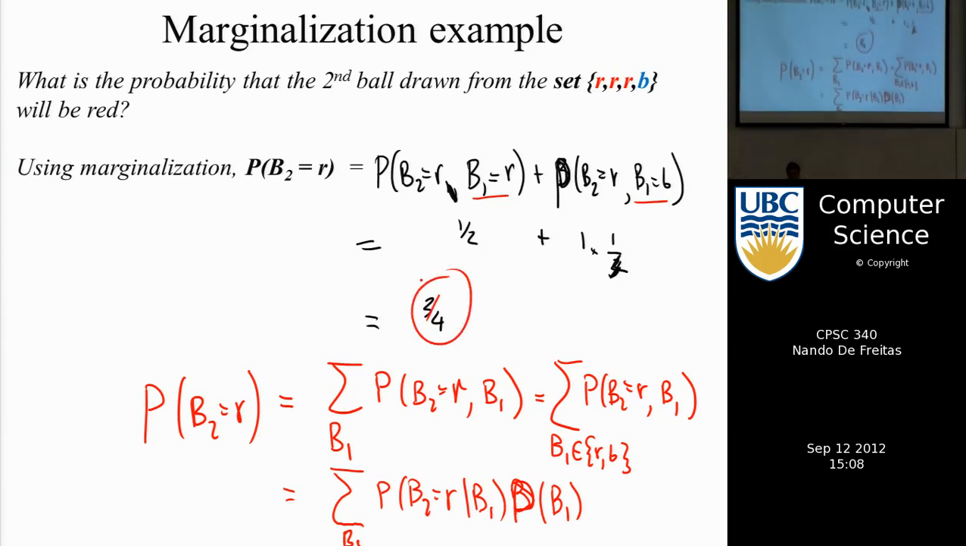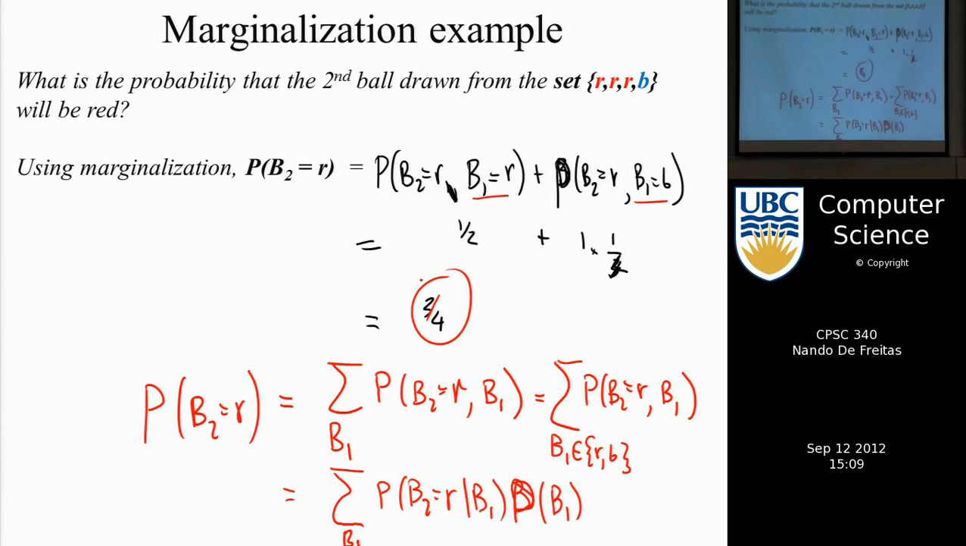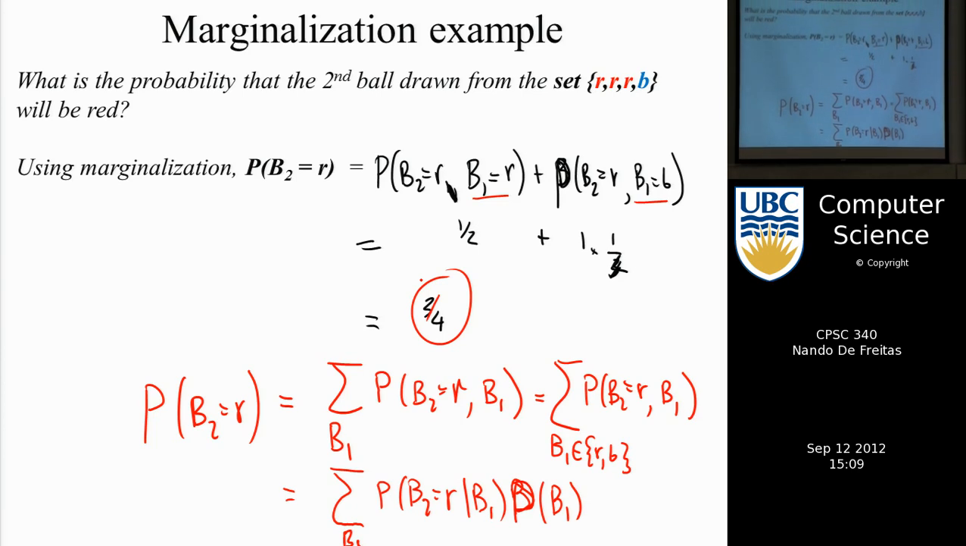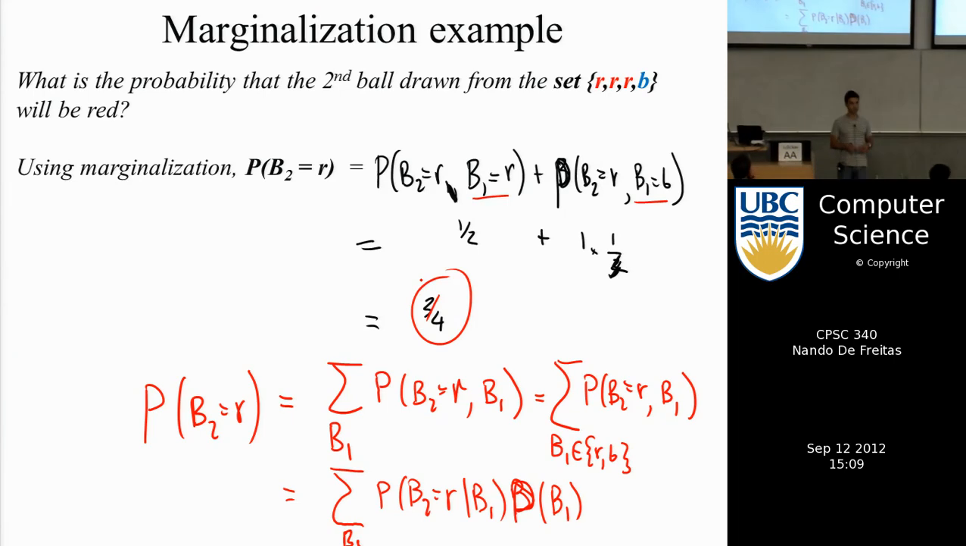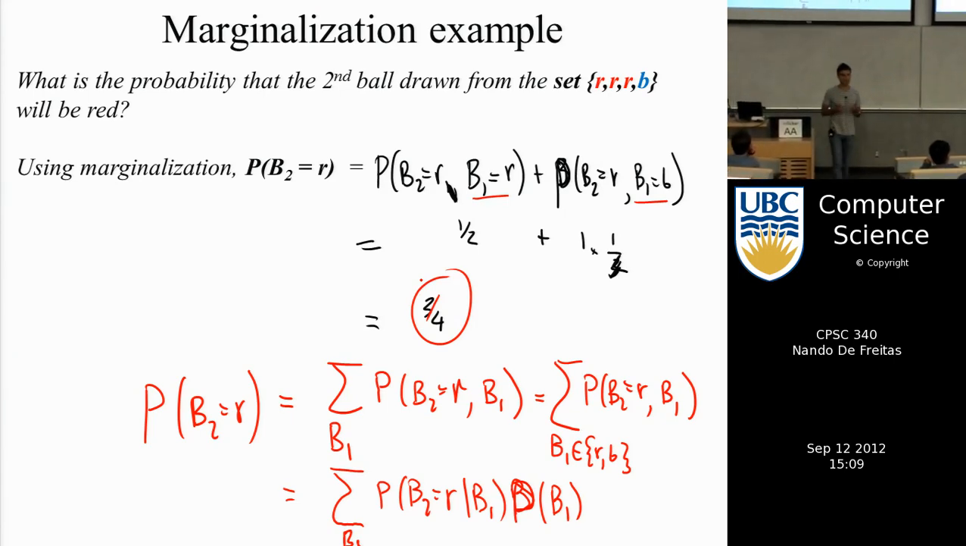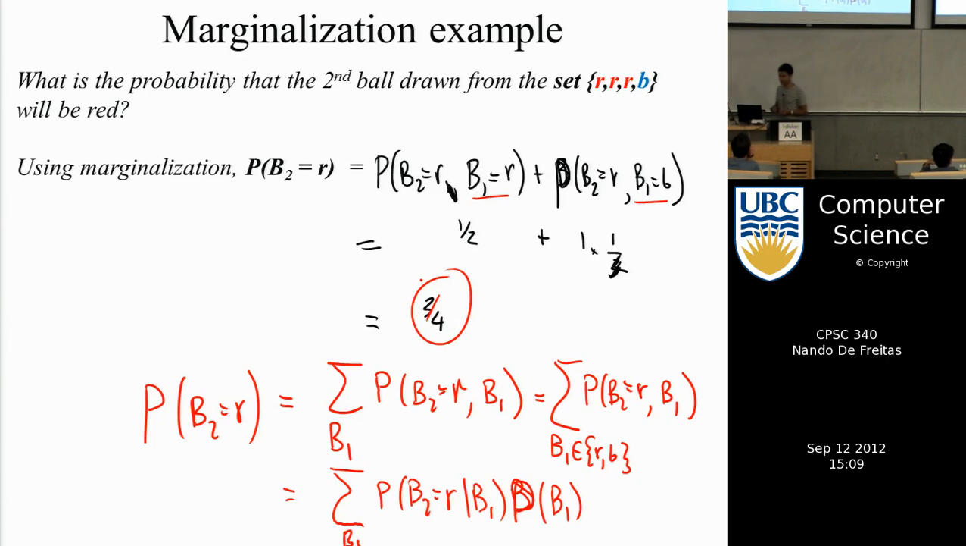Okay? And that was essentially how we arrived at the three-quarters answer. We just computed the probability of B2 being red and B1 being red, plus, because that's what the sum symbol means, you're adding things, the probability of B2 being red and B1 being blue. And if we sum those two, we get what we want, the probability of B2 being red. Okay, so those are the two rules of probability, conditioning and marginalization. And the rest of the class today will be about exercising these rules and getting used to them.